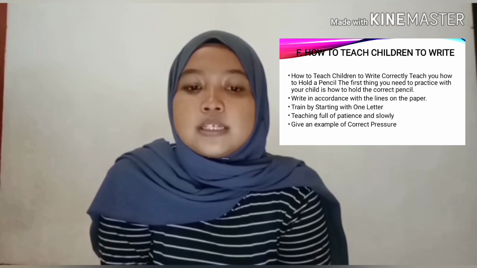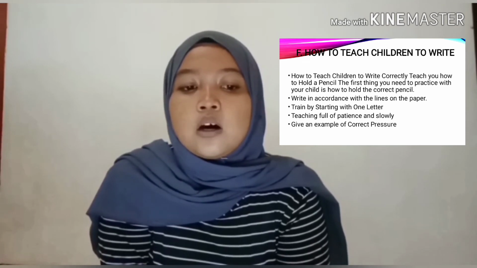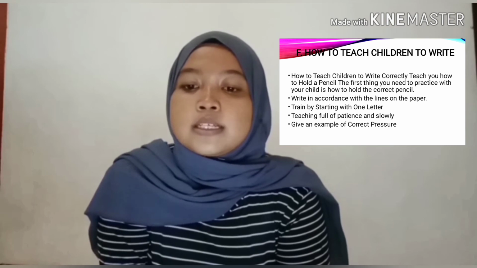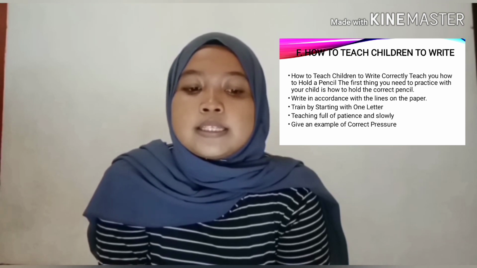F. How teach children to write? Point 1. How to teach children to write correctly. Teach you how to hold pencil. The first thing you need practice with your child is how to hold the correct pencil. Point 2. Write in accordance with the lines on the paper. Point 3. Train by starting with one letter. Point 4. Teaching full of passion of slowly.